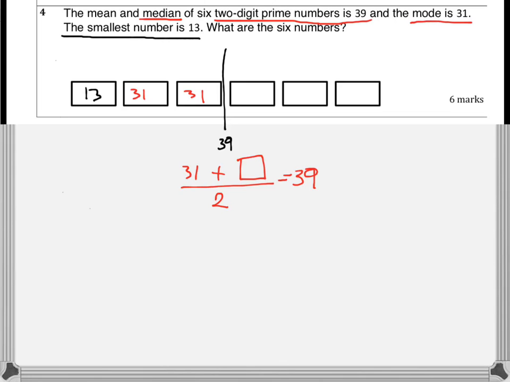So for 39 to be a median, I've got a 31 to the left and some other number here which we don't know. I have to add some unknown number, and then when I divide by 2 I'm going to get my median of 39. And I've given myself a little equation to think about. 31 plus some number, then I divide by 2, gives me 39. What is that number? Well, how about if I undo this equation? How about if I multiply by 2?